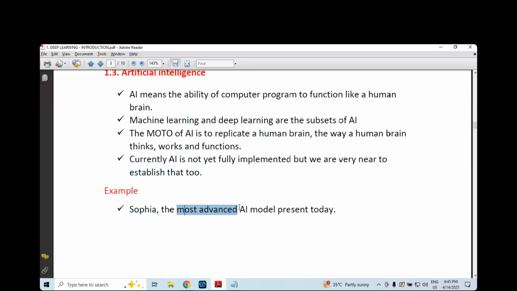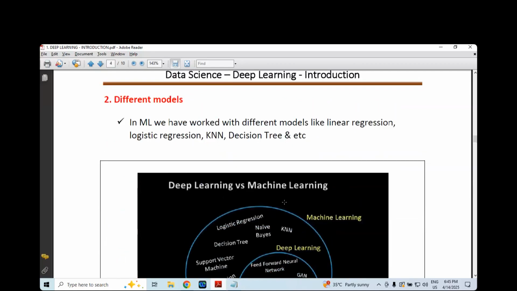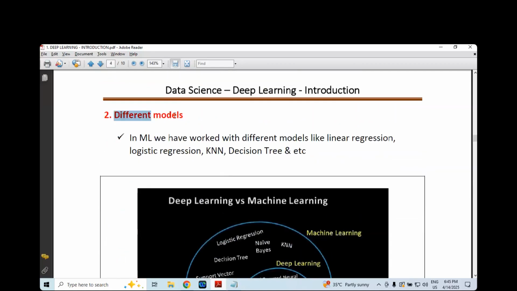Sophia is one of the most advanced AI models present to date. That's what you need to understand. AI is being used in humans to identify DNA.